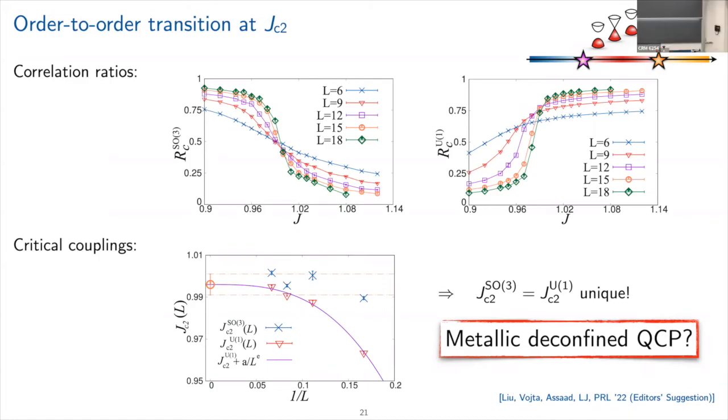Okay, so that's where I'm confused, I guess, when you write down J SO3 equal to J U1, because in the red phase, the SO3 symmetry is broken, right? Yes, the phi vector chose some direction. And then you have U1, you can rotate about that direction. So the SO3 is broken in the red phase. Yeah, but it's a different U1.